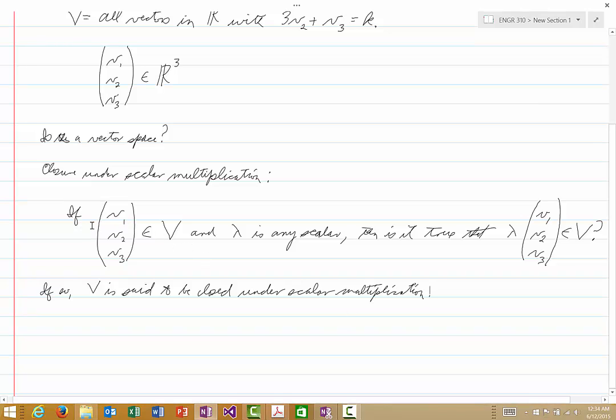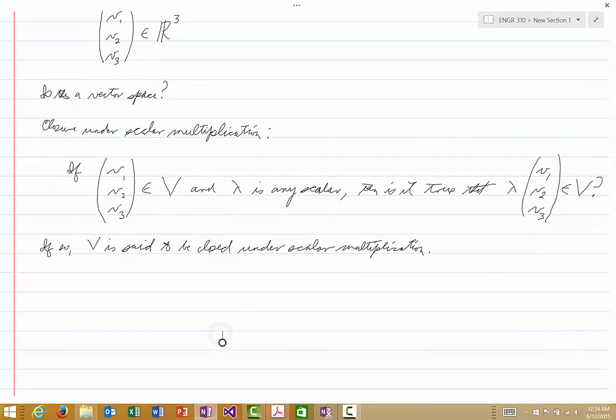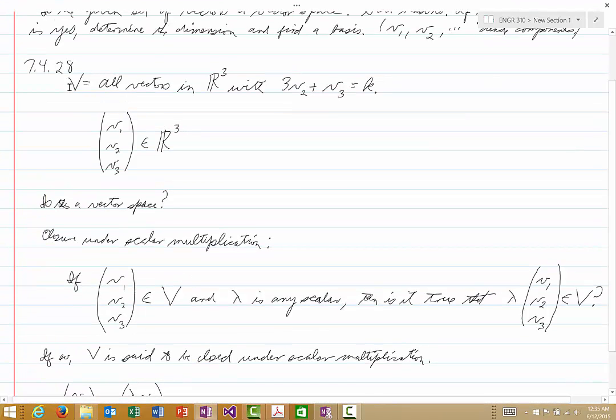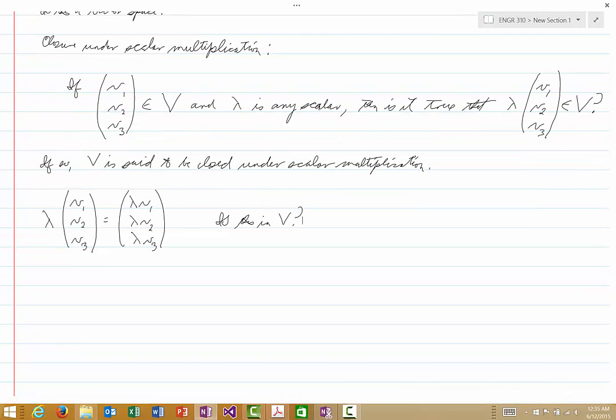We said that amounts to asking this question right here. If V1, V2, V3 is any element of V, and if lambda is any scalar, then is it true that lambda V1, V2, V3 is in V? Well, lambda times V1, V2, V3 will be equal to lambda V1, lambda V2, lambda V3. And we want to know, is this in V? Remember that the way you check whether or not a vector is in V is you take 3 times the second component of the vector, add that to the third component, and see if the sum is equal to k. So that's what we will do here.